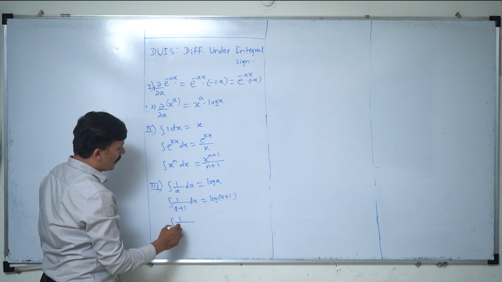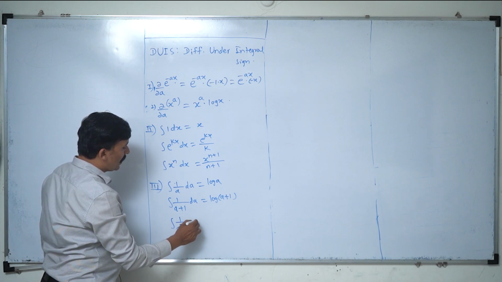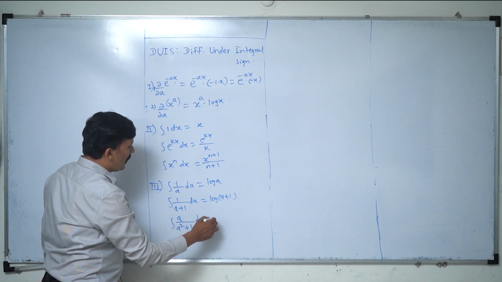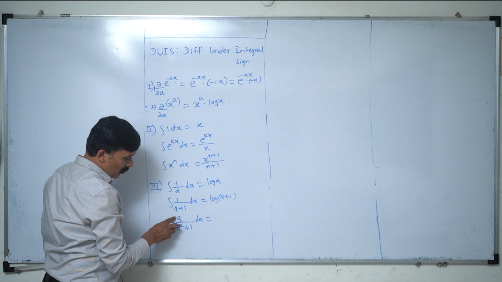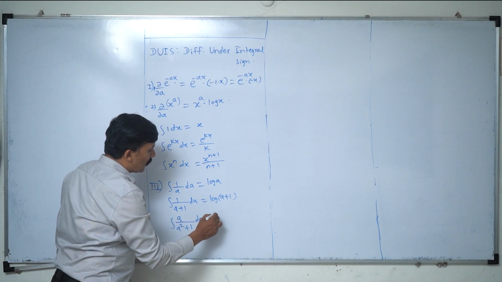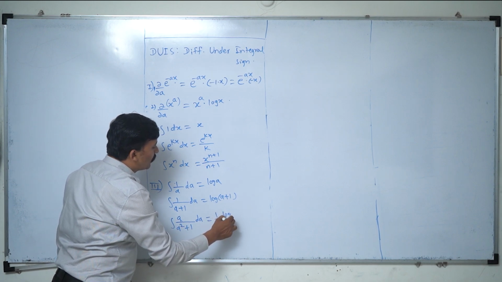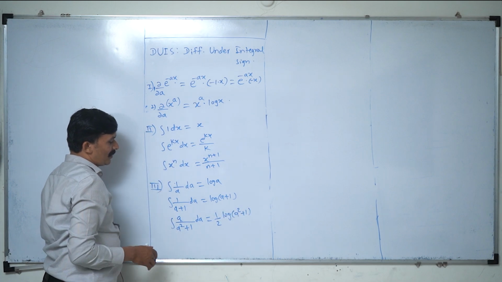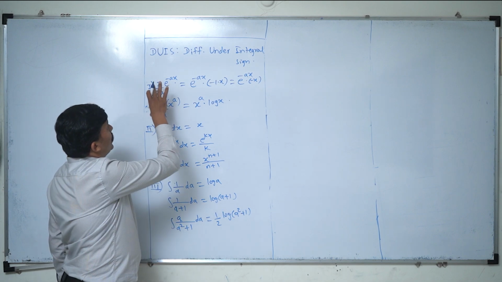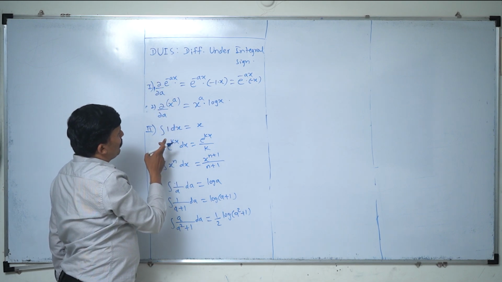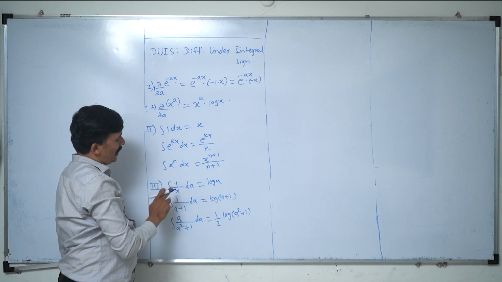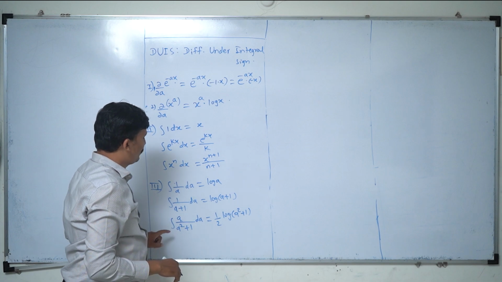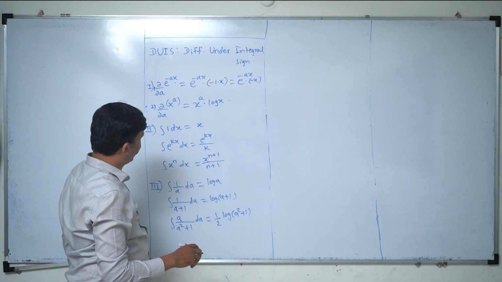Third one, integral of a upon a square plus 1 dA. Now the derivative of a square is 2a. Here 2 is missing, so you can multiply and divide by 2. Then we get 1 by 2 log of a square plus 1. So we require this third one. So these two partial differentiations with respect to a, these three integrals with respect to x, and these three integrals with respect to a, we require these formulas frequently in numericals.